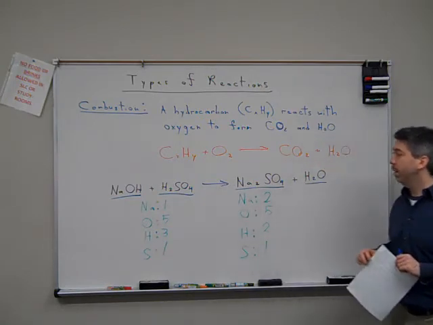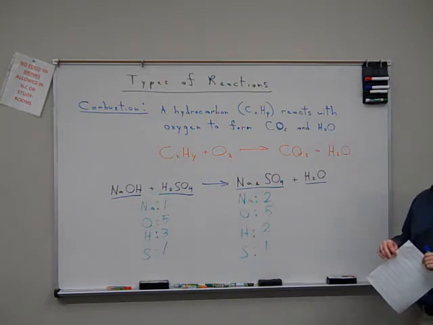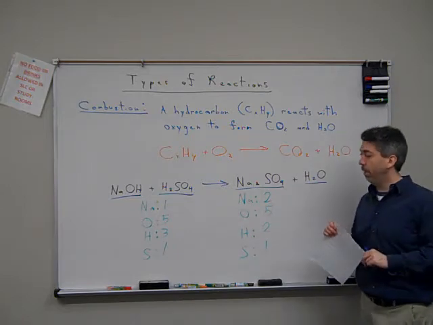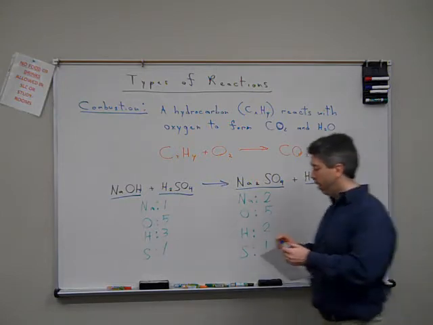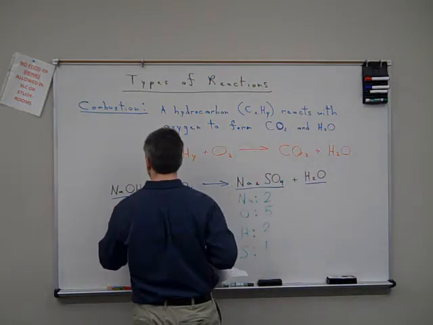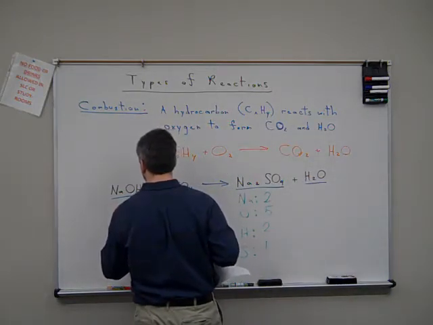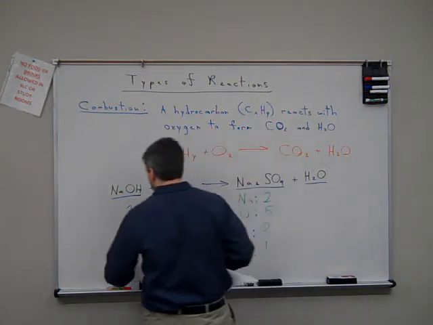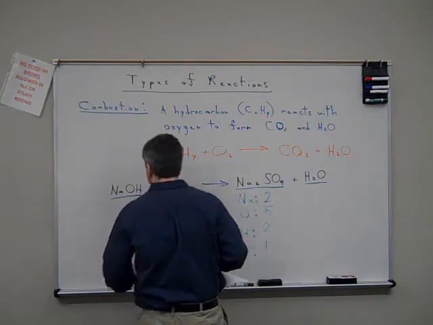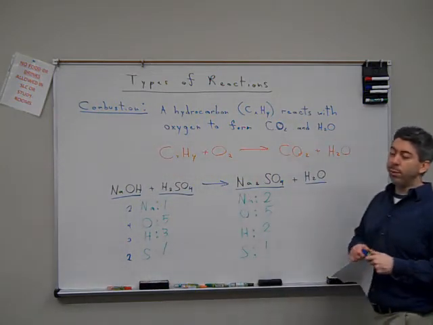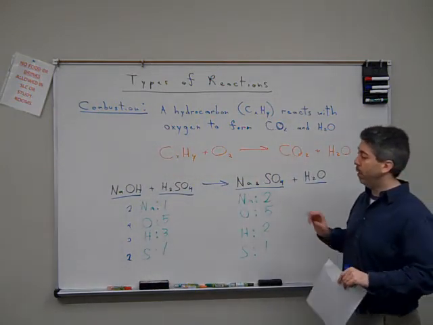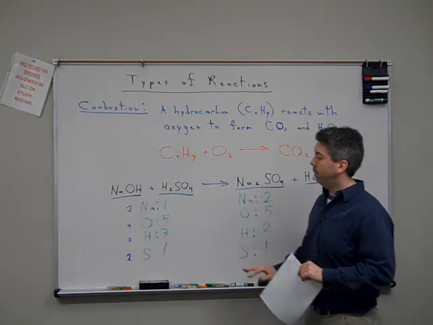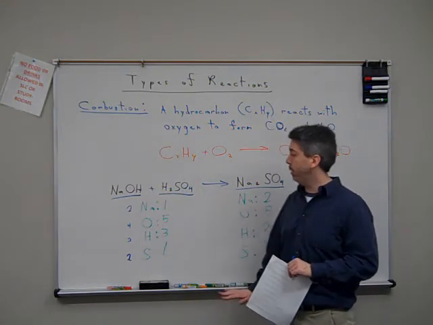Hydrogen? 3. And sulfur? 2. So sodium appears twice, oxygen in 4 different compounds, hydrogen 3, sulfur, sorry, 2. So what we want to do is balance whatever is easiest to balance, those that appear in only 2 places. The ones that appear in the fewest places are going to be the easiest ones to balance.